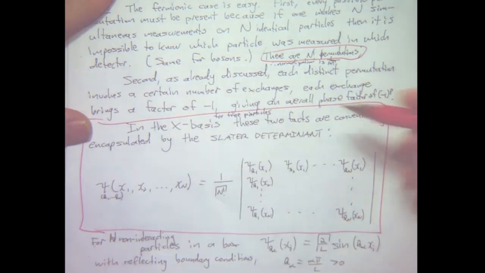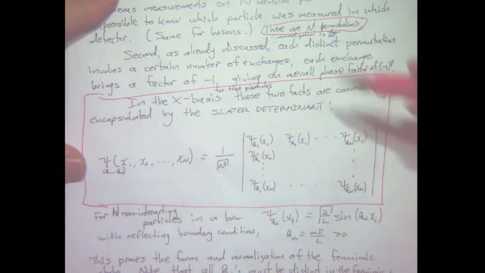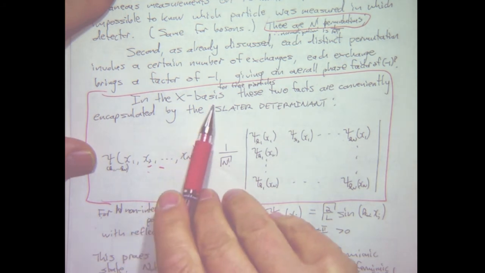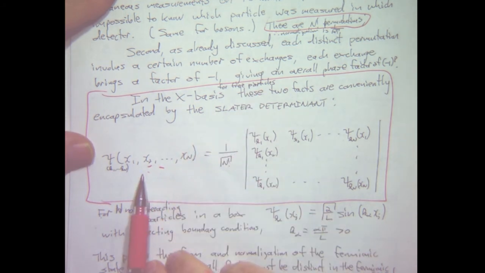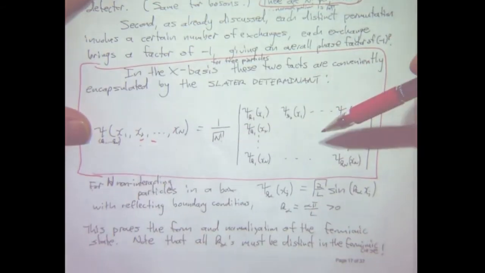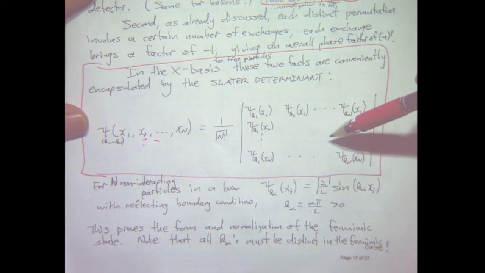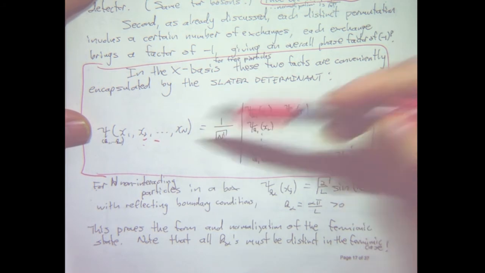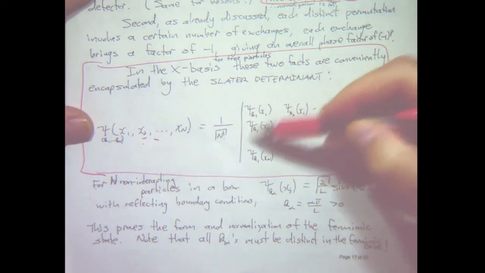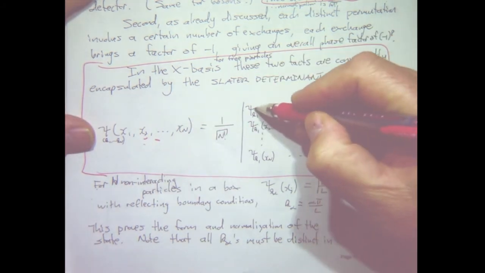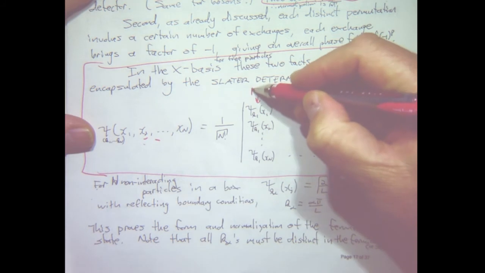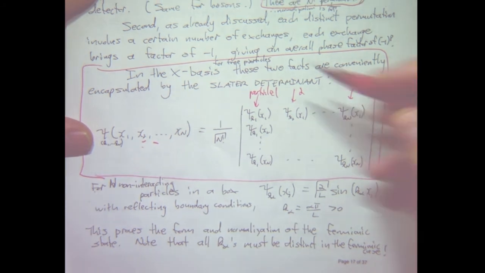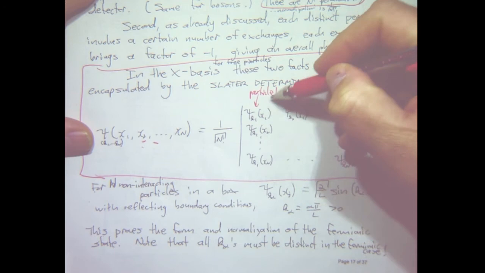This is a very useful thing to remember: the spatial wave function in the x basis for free particles gives you the normalized fermionic wave function. The Slater determinant gives you the normalized fermionic spatial wave function. 1 over square root of n factorial times the determinant of psi k1 of x1. Now in this column is particle 1. This column, particle 2. This column, particle n. The eigenfunctions for particle 1.